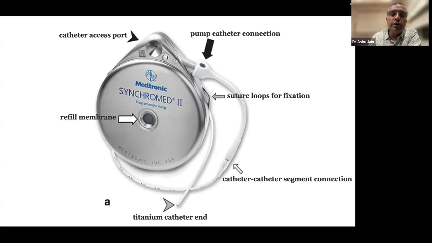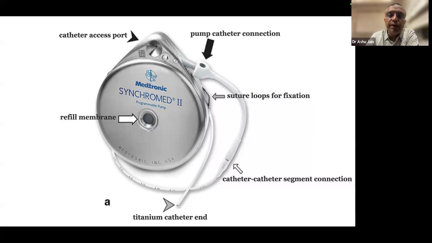Now look at the pump picture. There is a central refill membrane port. The port is in the center. That is for refilling the medicine, as you might have seen in the video, where I was refilling the morphine into the pump. Then there is a port at the tip of the pump, that angle of the pump in front above, that is the CSF port. So your catheter is connected at the CSF port.